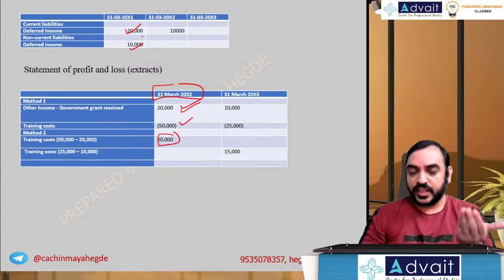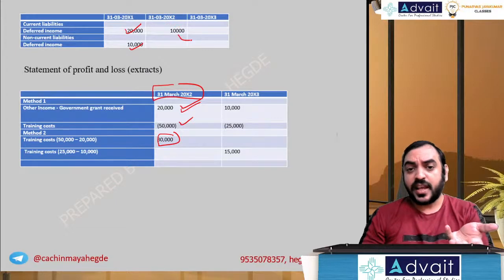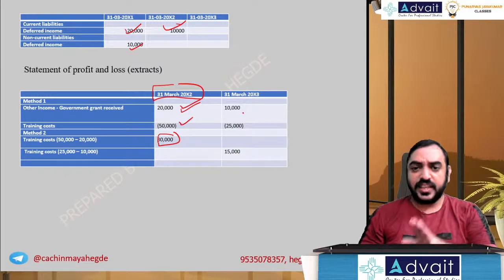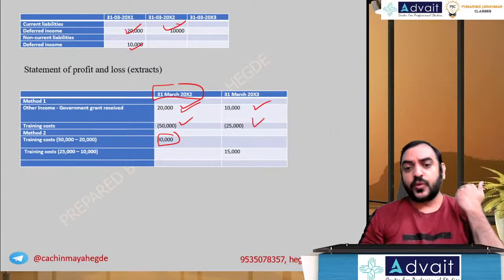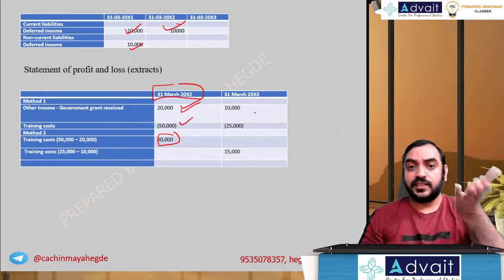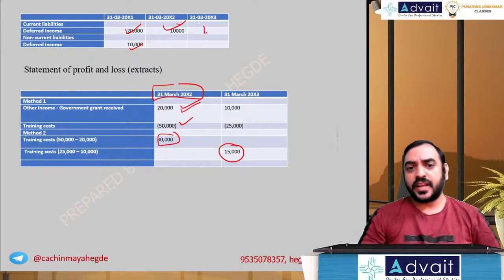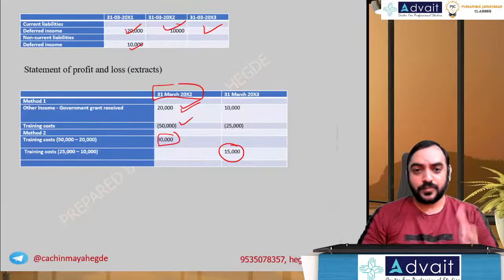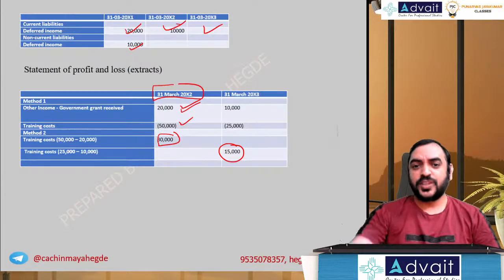Once you've taken 20,000 to the P&L account, next year what remains? Only the balance 10,000 remains, and that is for the next 6 months, so this will be shown as current. Again, in the year 2002, you have two choices. You can show the income 10,000 separately and the 25,000 expense separately, or 10,000 minus 25,000, a 15,000 net expense. And everything is amortized by now, so on 31st March 2003, nothing is remaining in the balance sheet. So this is the solution. You can go through it. This is towards Ind AS 20 problems.